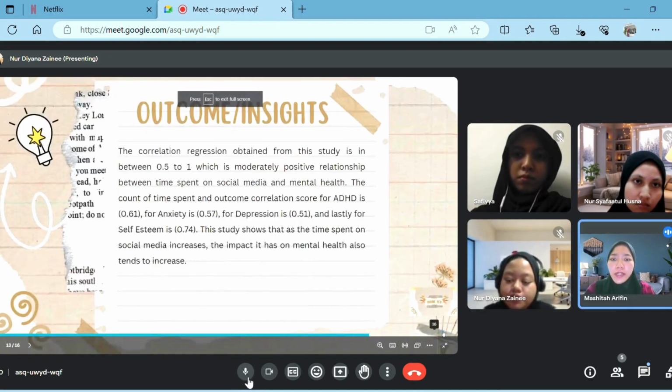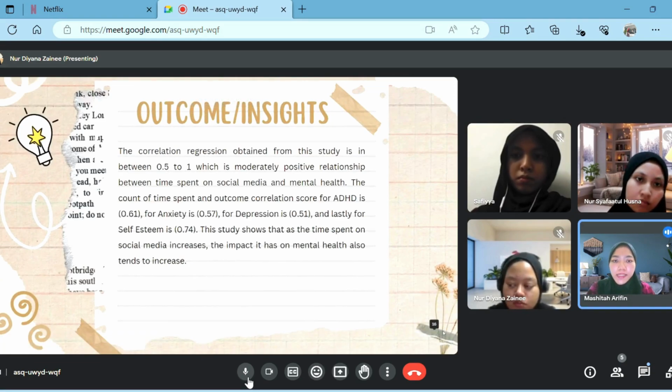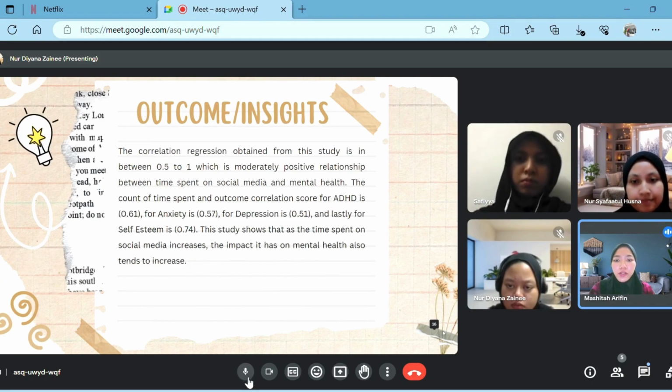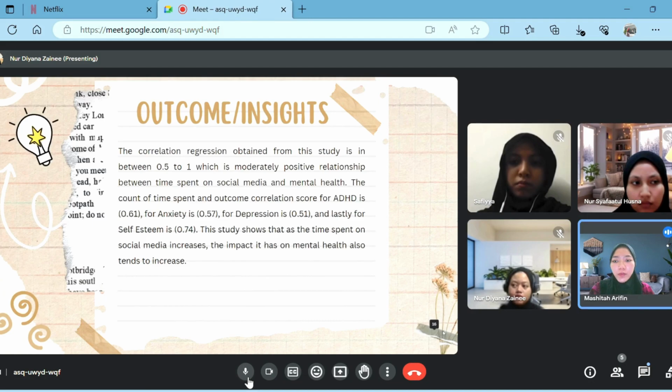Okay, so for the outcome and insights, the correlation regression obtained from the study is between 0.5 and 1, which is a moderately positive relationship between the time spent on social media and mental health. The correlation scores for ADHD is 0.61, for anxiety is 0.57, for depression is 0.51, and lastly for self-esteem is 0.74. This study shows that as the time spent on social media increases, the impact it has on mental health also tends to increase.